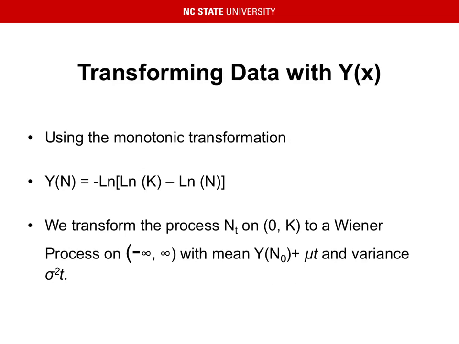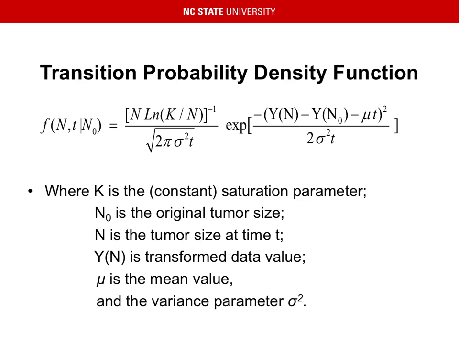Here is how we transform the data. By using the monotonic transformation Y(N), we have the double log function below. We transform the process N(t) on 0 to K to a Wiener process with a mean mu t, with linear drift and variance sigma squared t. The transition probability density function is attached here, where N is the original tumor size and Y(N) is our transformed data value, with mean value mu and variance parameter sigma squared.